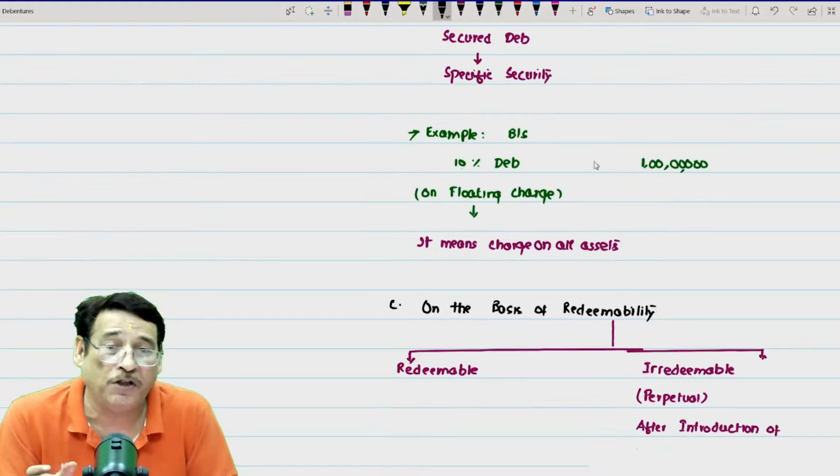Now this time in the balance sheet 10% debentures are written. Once again the amount happens to be 100 lakhs.